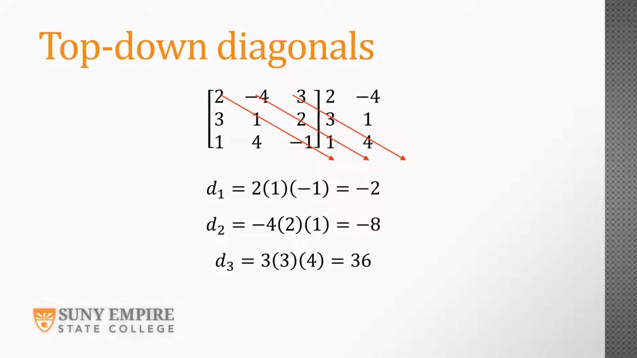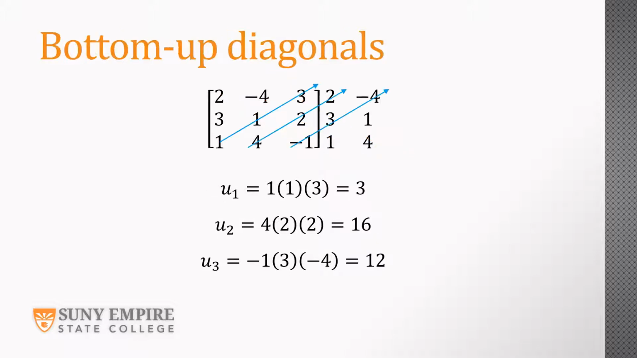Now we will find the products of the top-down diagonals. D sub 1, the first diagonal, is the product of 2, 1, and -1, which equals -2. D sub 2, the second diagonal, is the product of -4, 2, and 1, which is -8. D sub 3, the final top-down diagonal, is the product of 3, 3, and 4, which is 36.